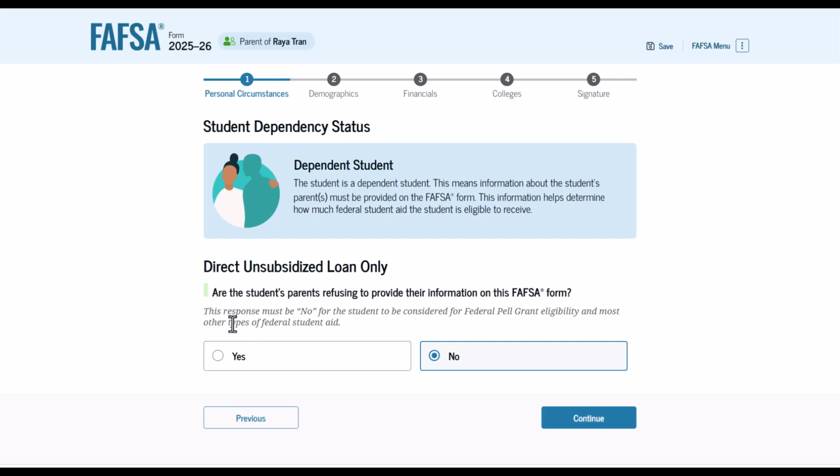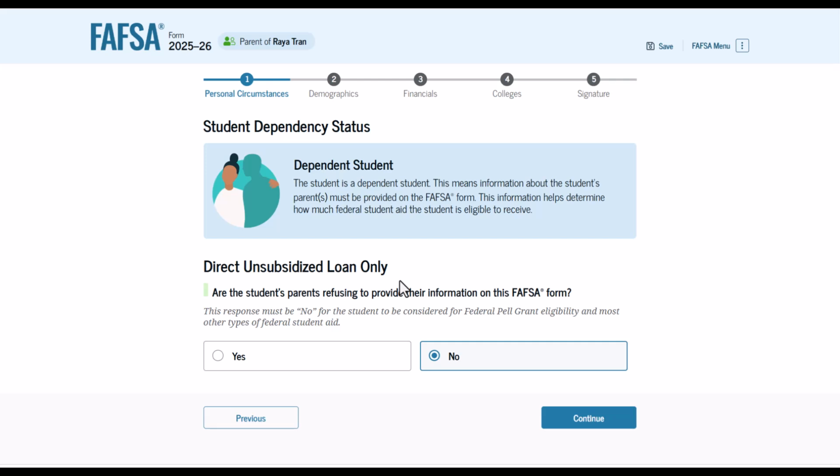This section here, for direct unsubsidized loan only, is for students who are faced with the circumstance that their parents are refusing to provide their information on the FAFSA form. And it's letting them know, if that's their case, that they can receive direct unsubsidized loan only. But if parents do not provide that information, then they will not be considered for federal Pell Grant eligibility.